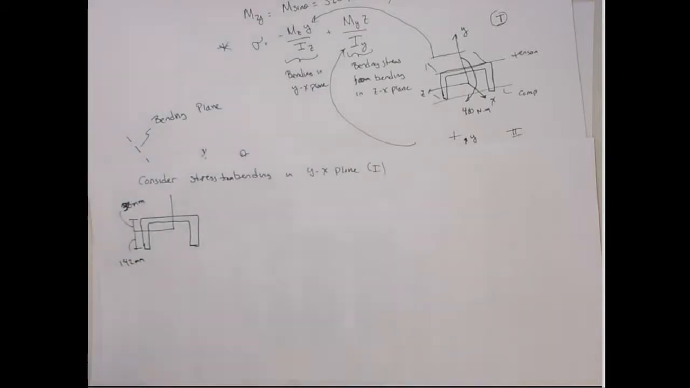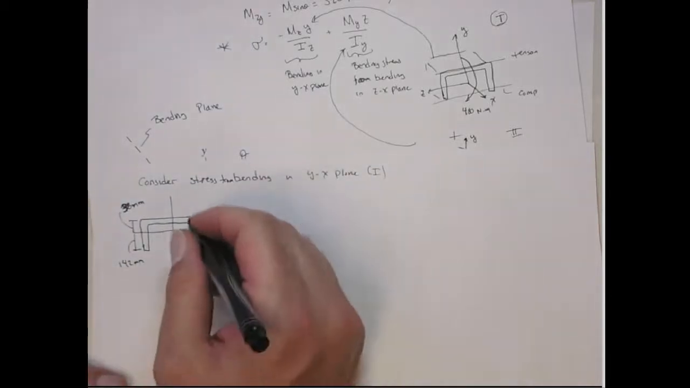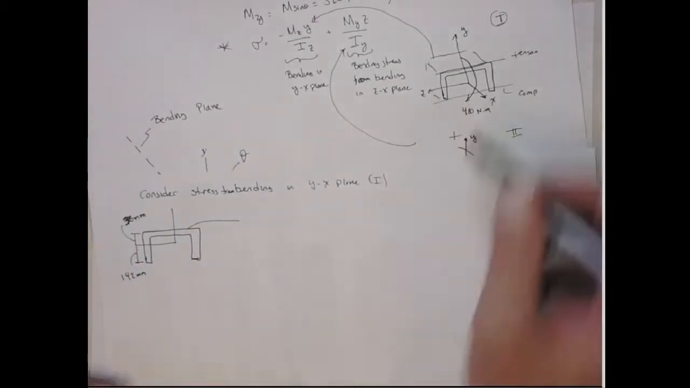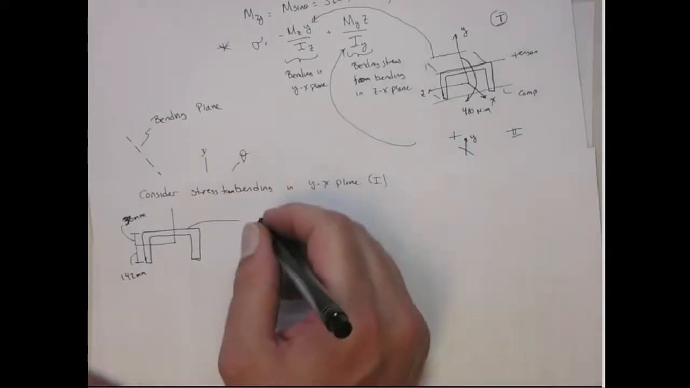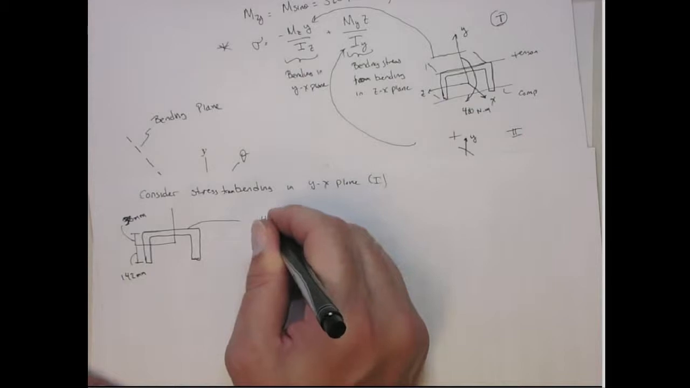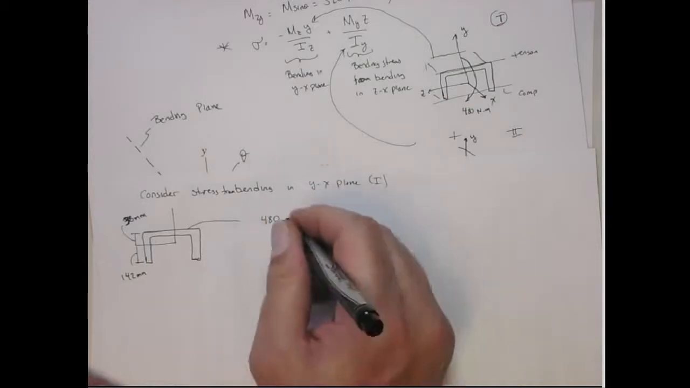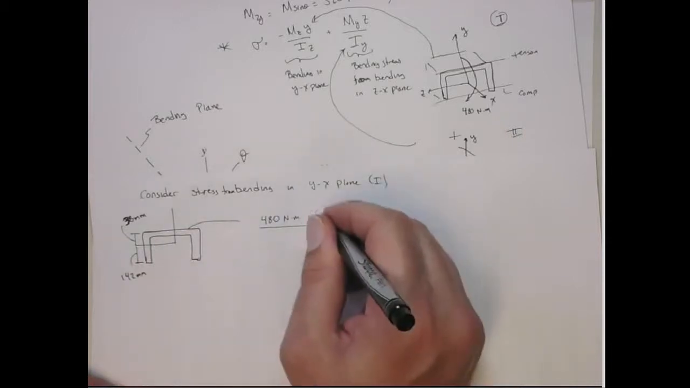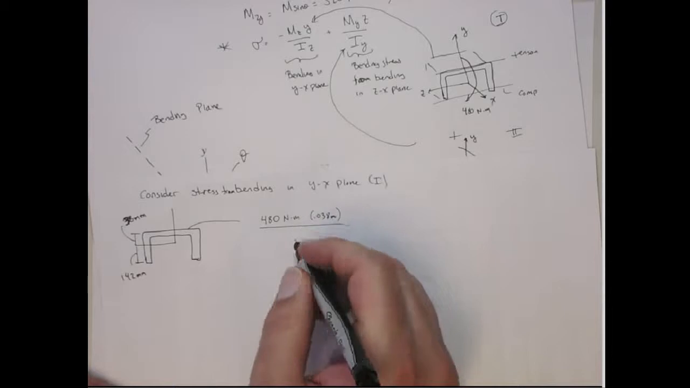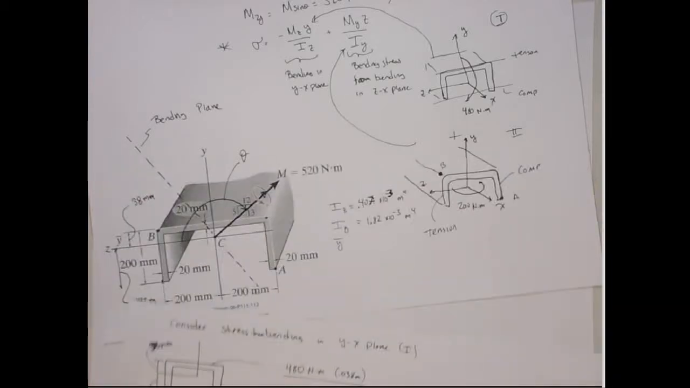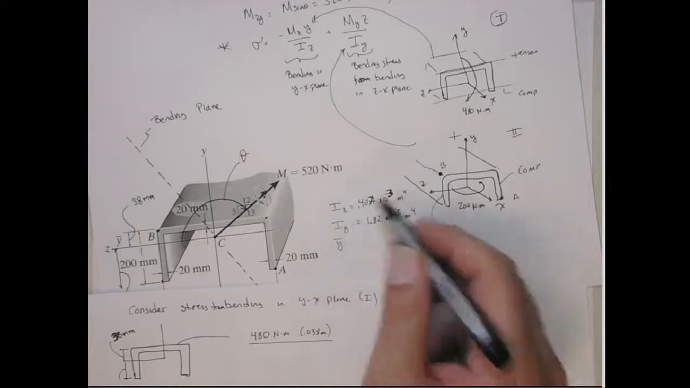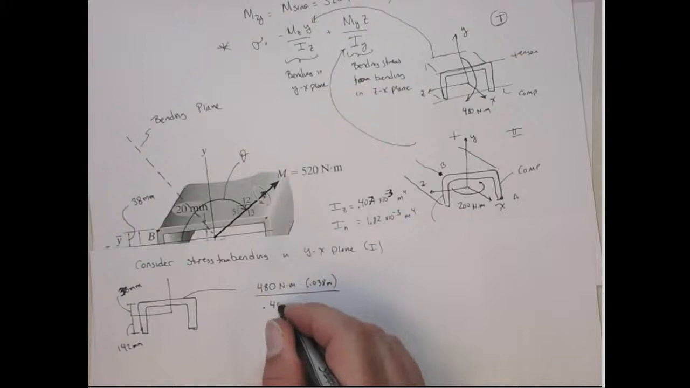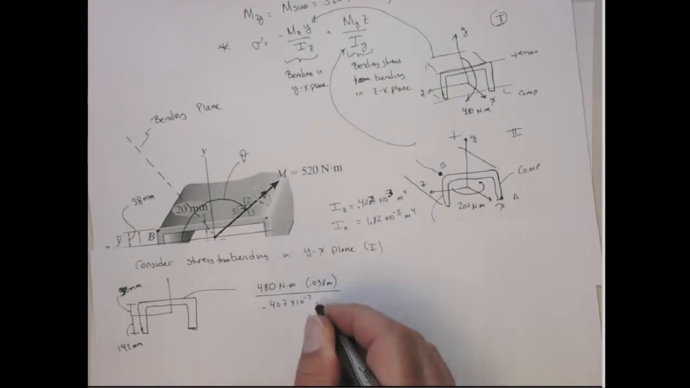All right. So let's get the stresses at both the top and bottom. So the stress on this edge is going to be a tensional stress. That's the moment, 480 Newton meters. That's the M. In this case, the C is 0.038 meters. And then the I, that's the bending around the Z-axis. All right? So that's 0.407 times 10 to the minus third meters to the fourth.